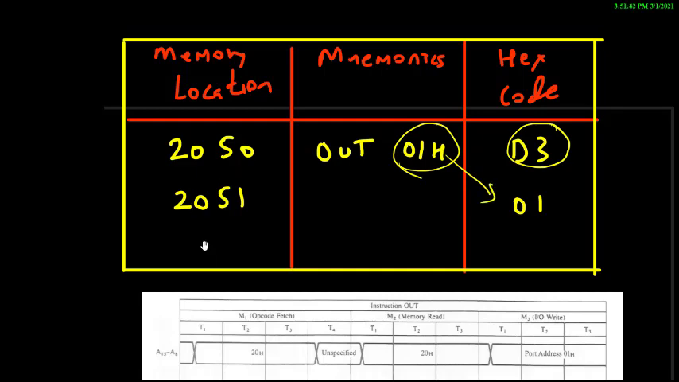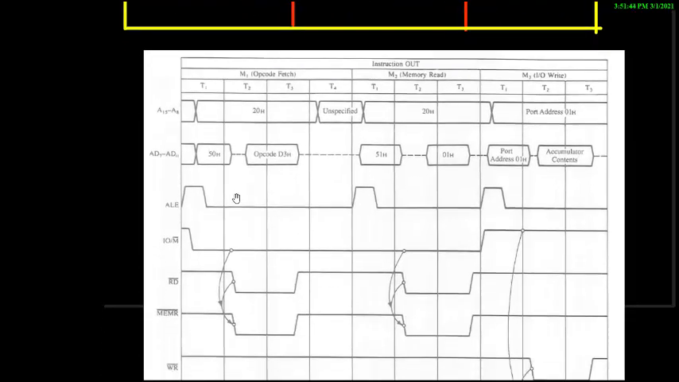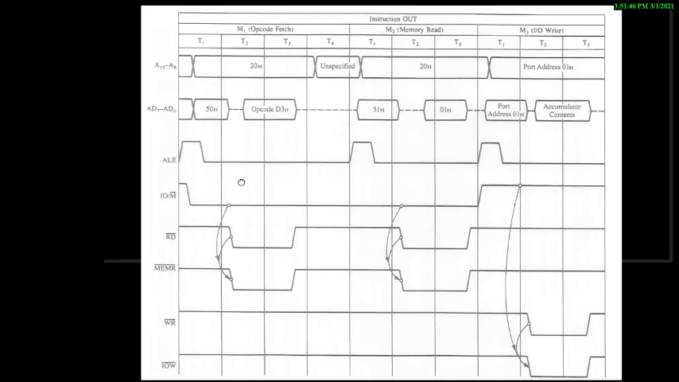Now let us see how it gets executed, how many machine cycles are required and what the T states are. As we see, the first byte is stored at location 2050. So this is the first machine cycle, from here up to here.